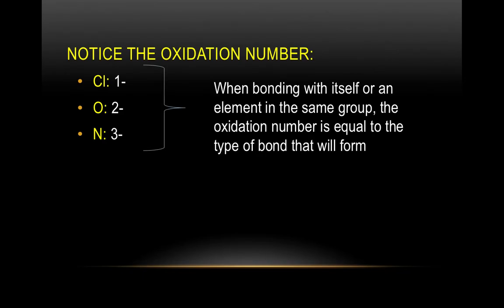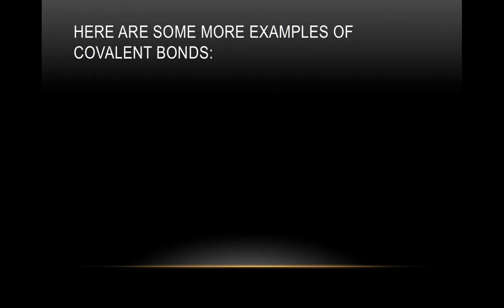So anytime you have an element bonding with itself or another element in the same group, in groups 5, 6, and 7, the oxidation number is going to be the type of bond that forms between them.